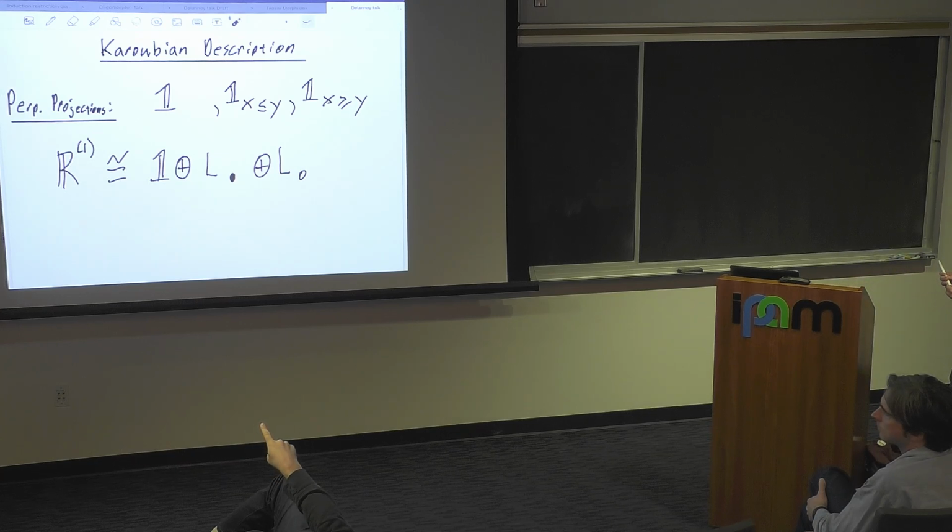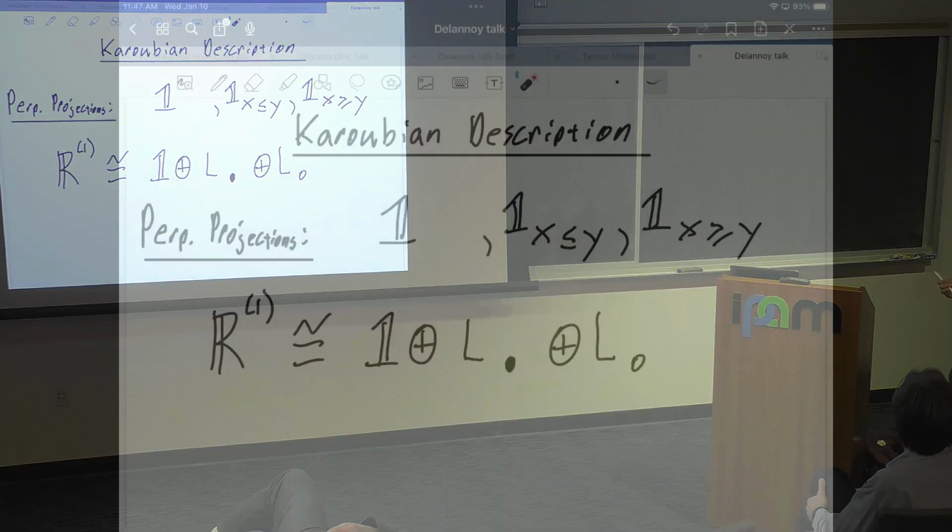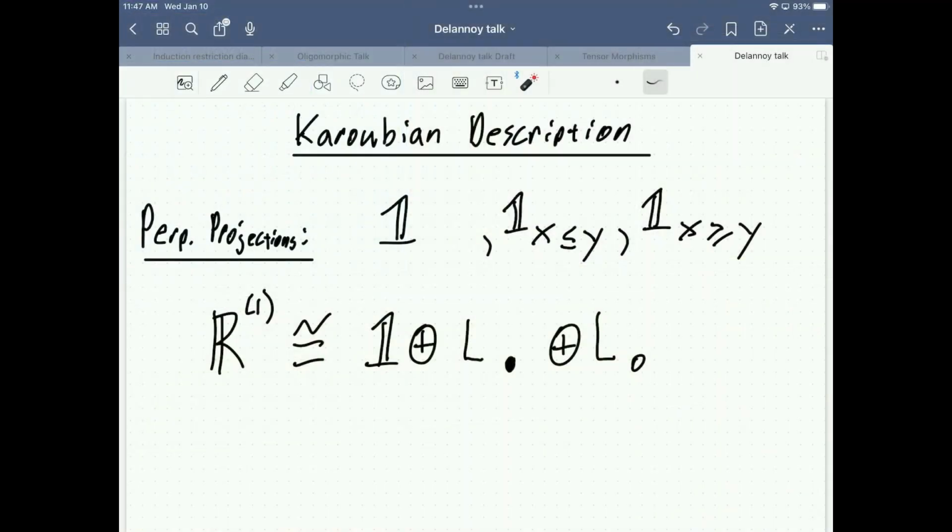No. What did I do wrong? Did I miss a minus sign here somewhere? They should sum up to the identity. Is it minus 1, x less than or equal to y? Did I miss a minus sign there? They should add up to the identity. Maybe one of them should be with a minus. Is it minus 1? Maybe that's true.